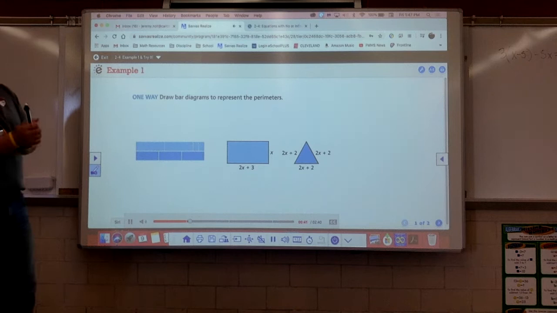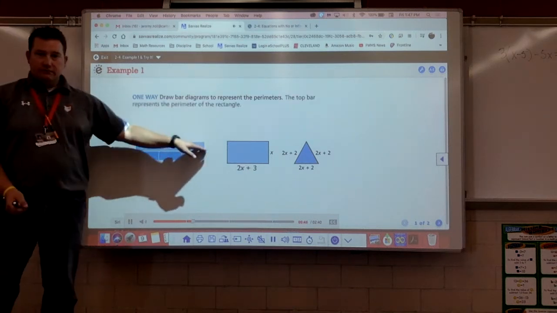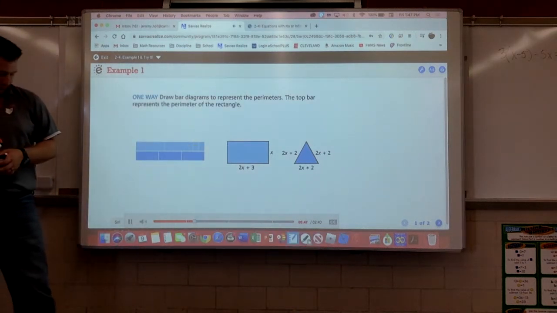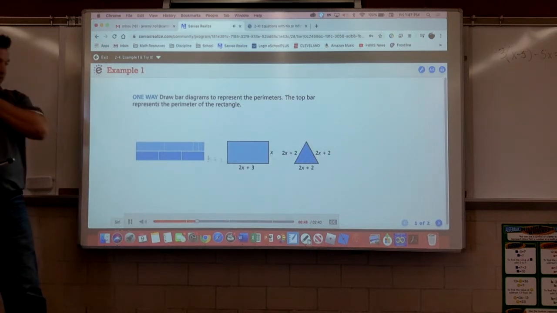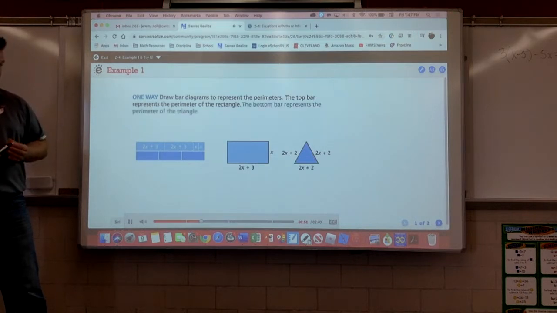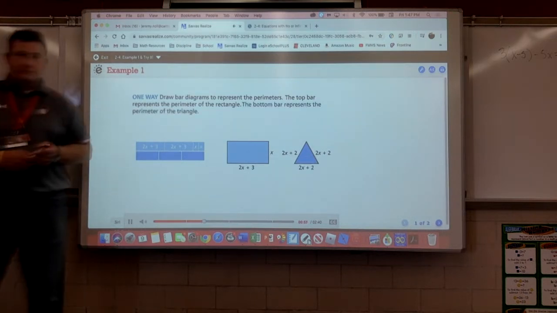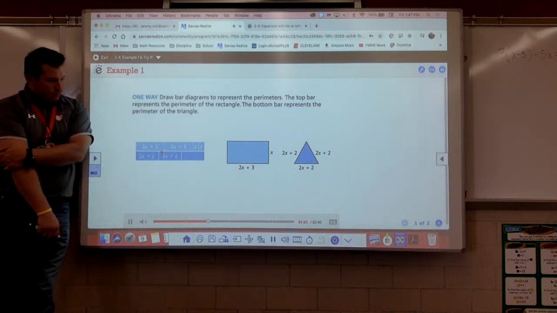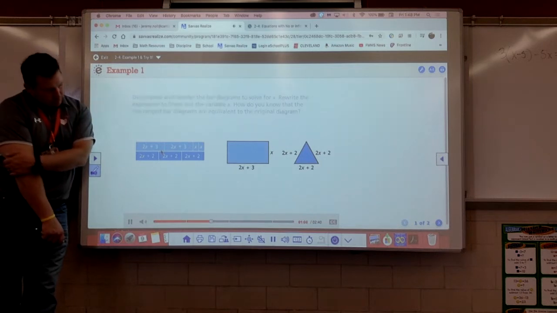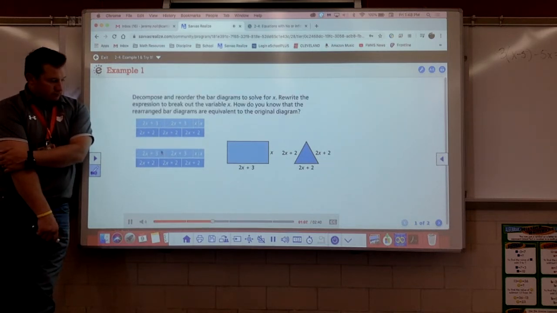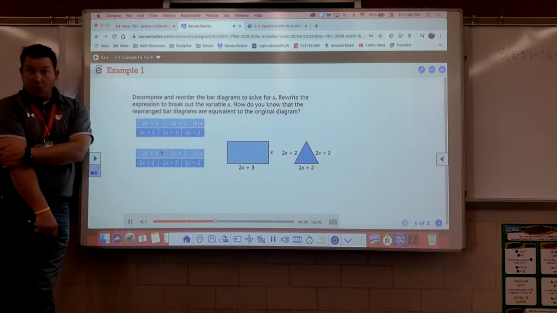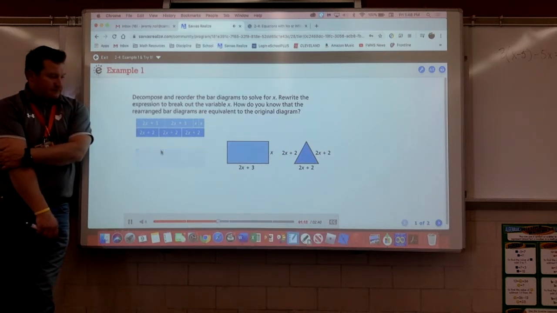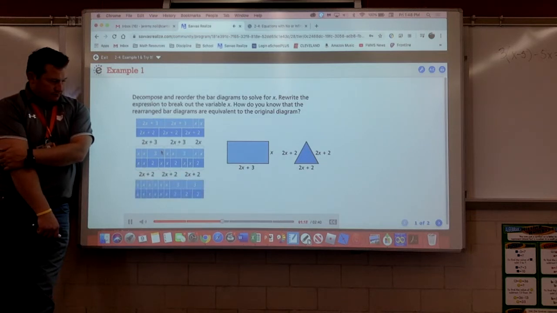You can draw bar diagrams to represent the perimeters. The top bar represents the perimeter of the rectangle with 2 sides of length 2 times x plus 3, and 2 sides of length x. The bottom bar represents the perimeter of the triangle with 3 equal sides of length 2 times x plus 2. Then, let's decompose and reorder the bar diagrams to figure out what the value of x is. First, separate each segment. Then group the variables and the constants.